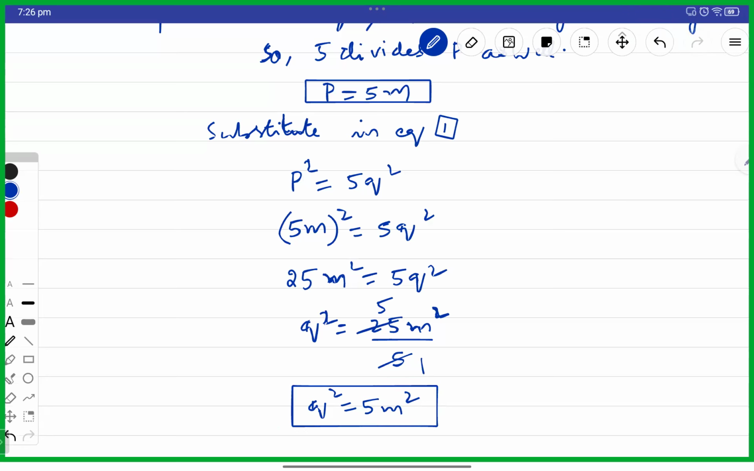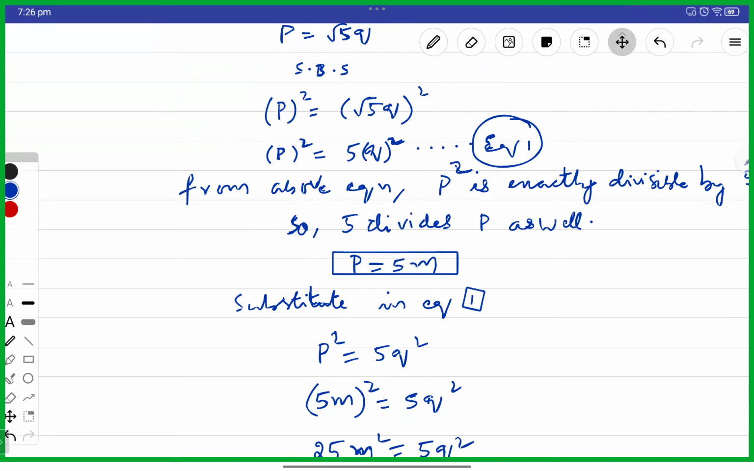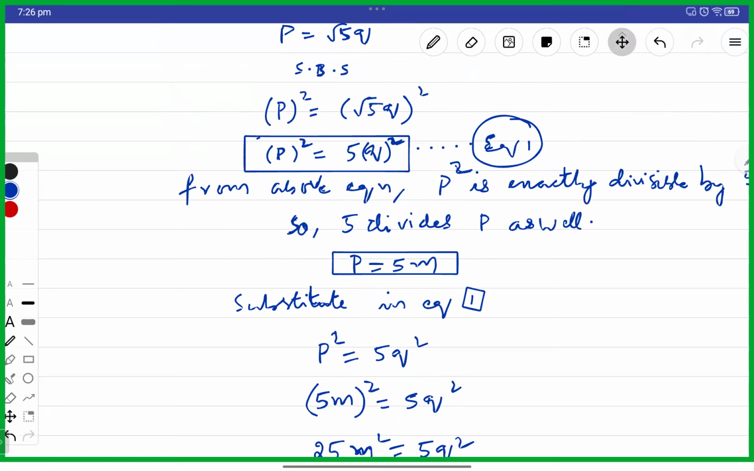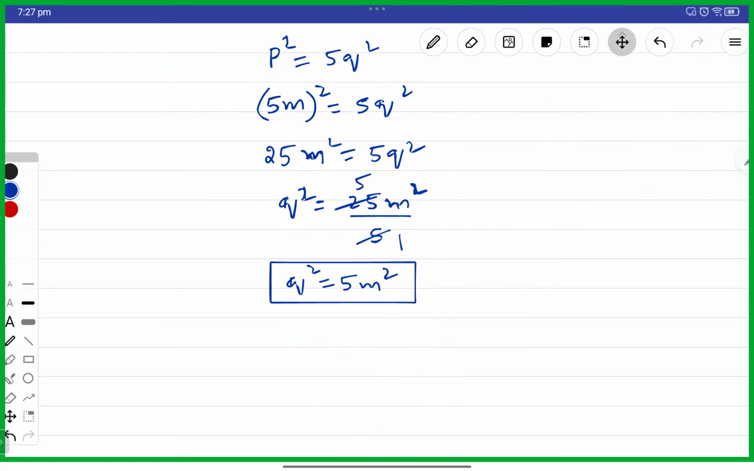Now, Hasini, you can observe this and this: the first equation and this one. p square is equal to 5q square means we understood that p square is exactly divisible by 5. Yes, sir. Because p square is equal to 5 into something means p square is divisible by 5. Now we got an equation similar to that here.